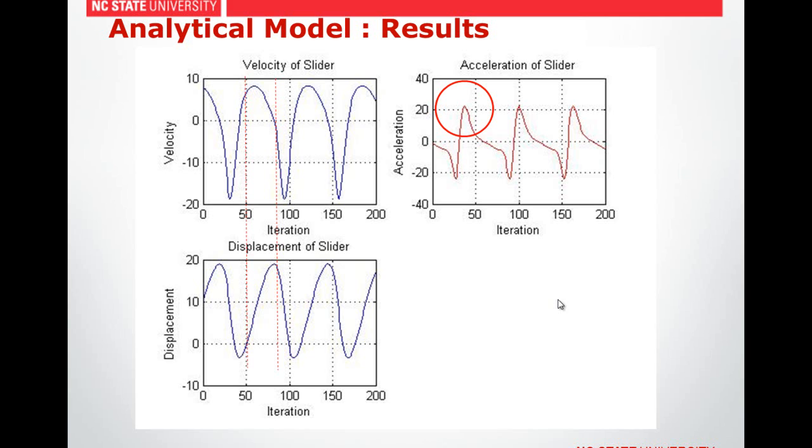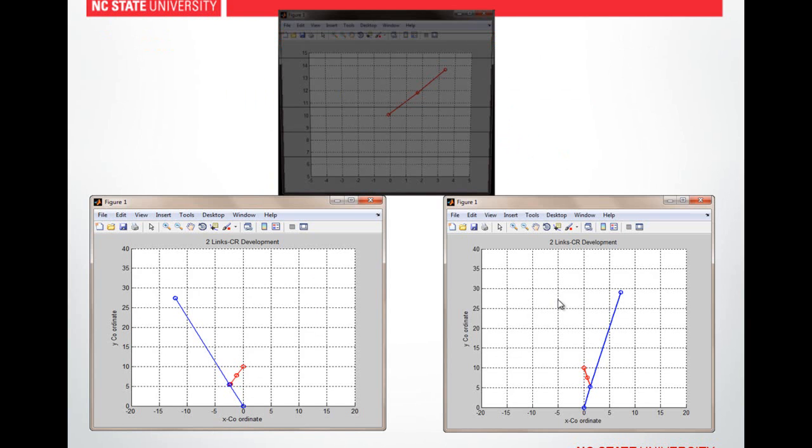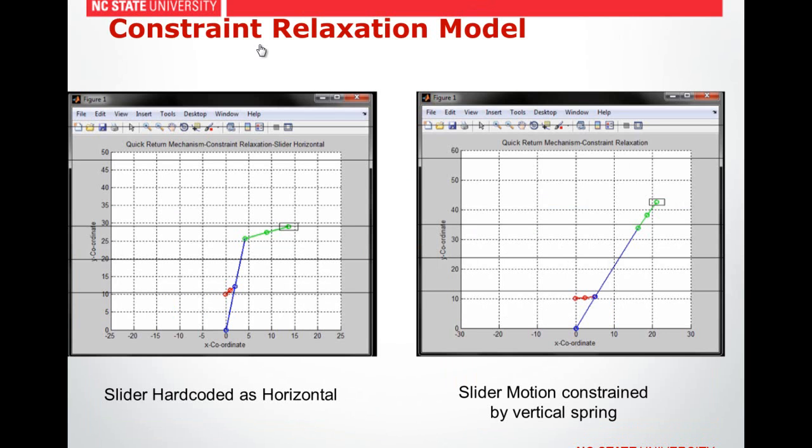Along with the analytical model, I also used the constraint relaxation method to simulate this mechanism. So in the development of the constraint relaxation model, while modeling the crank was relatively easy, modeling the slider on the rocker arm was particularly difficult. This is because the length of the arm changes for each angle of the rocker. So as we can see over here, the entire model is constrained.